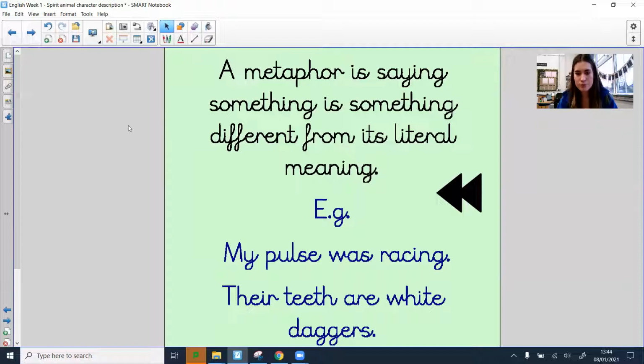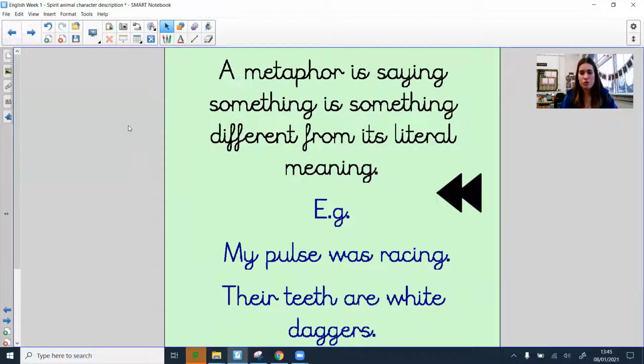So, for example, my pulse was racing. Well, actually, that's more of a saying, your pulse wasn't actually racing, okay? That wasn't actually happening. That's different from its literal meaning, which is actually just my pulse was beating very quickly. Their teeth are white daggers. Now, their teeth aren't really white daggers, so we're saying something different to the literal meaning, okay?